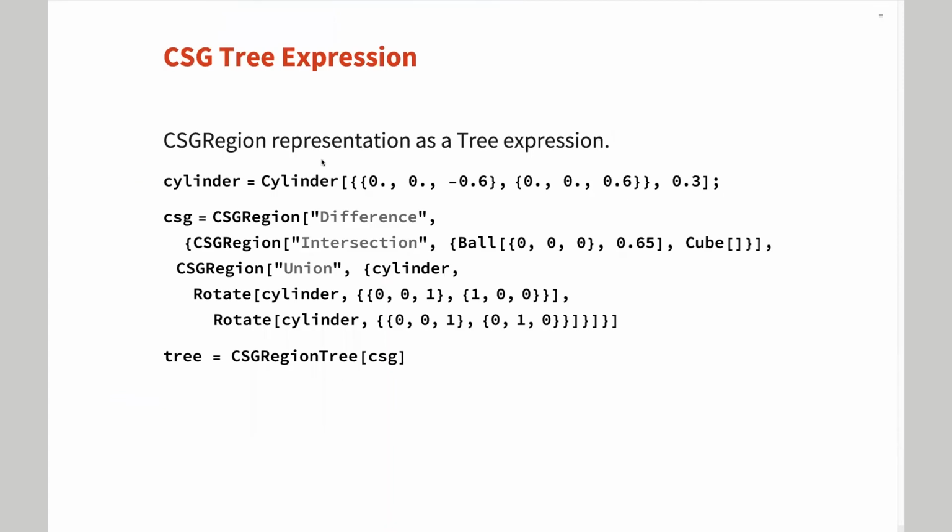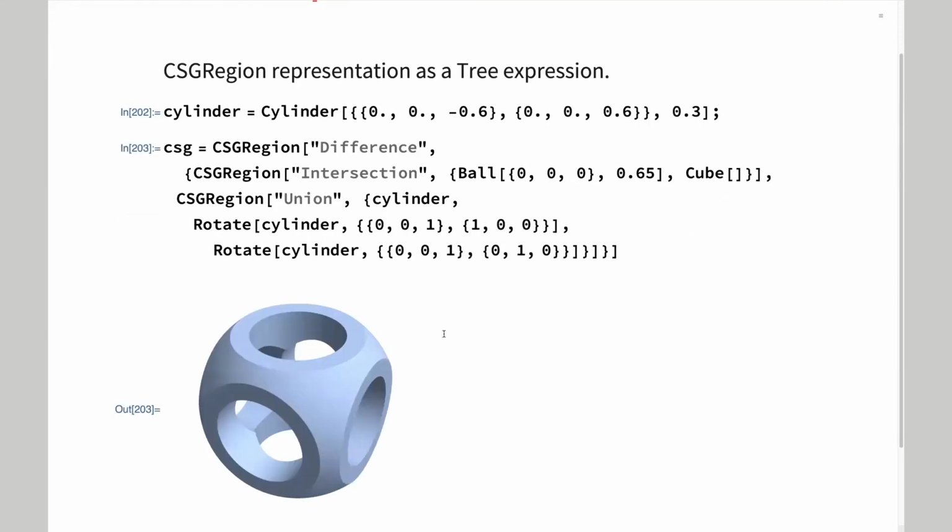And actually, that comes back to my next slide. The CSG tree is essentially a tree, like we saw at the beginning. So you can actually easily represent it with our Tree expression, which was introduced, I think, in version 12. And you can easily manipulate it.